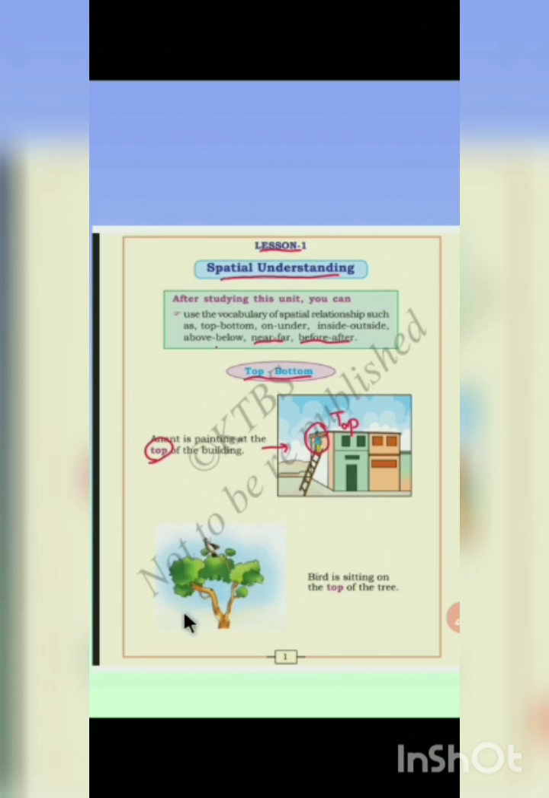Now let's see another picture here. Bird is sitting on the top of the tree. Where is the bird sitting? Bird is sitting on the top of the tree. Okay, so I hope you understood what is top, children.